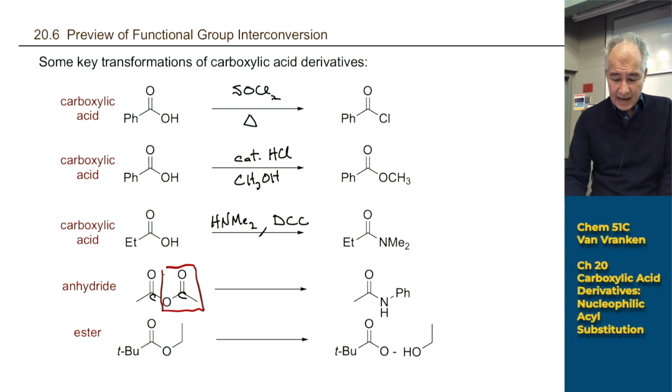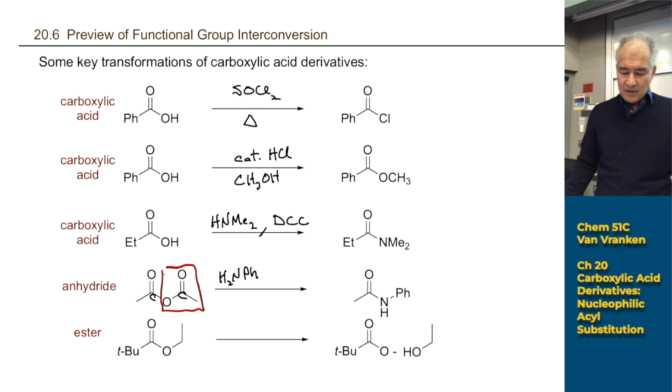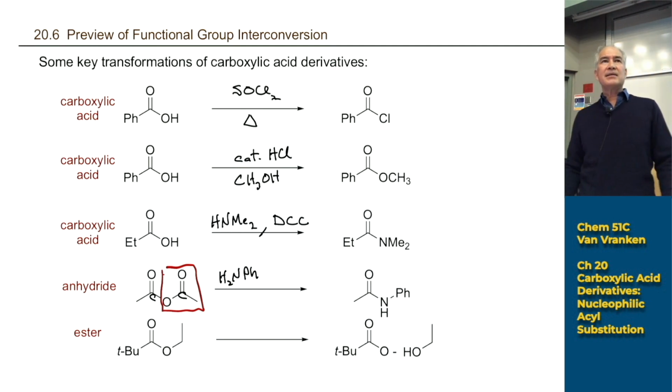And we're going to make an amide using aniline. And so the reagent that you need here is aniline. Let me go ahead and write that out. H2N-Ph, or you could write it PhNH2. And in this case, we're going to generate acetic acid as a byproduct.